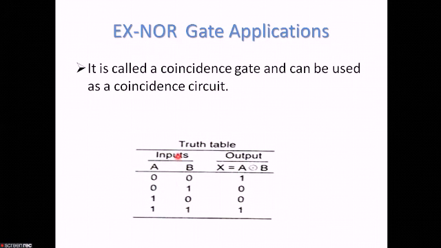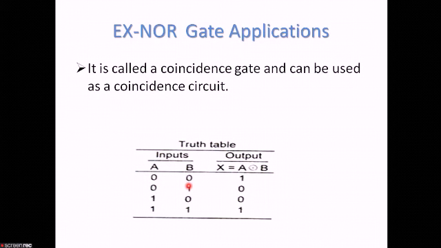Now see, this is the truth table of the XNOR gate where A and B are the two inputs and X is the output. X is equal to A XNOR B. So for 0, 0 the output is 1. Again 0, 1, the output is 0. 1, 0, the output is 0. And 1, 1, the output is 1. So the output assumes a 0 state when one of the inputs is 0 and the other is 1.